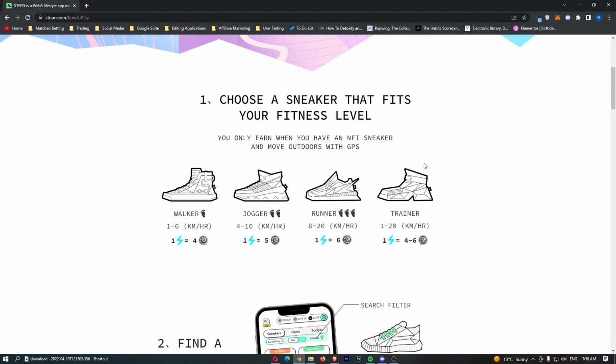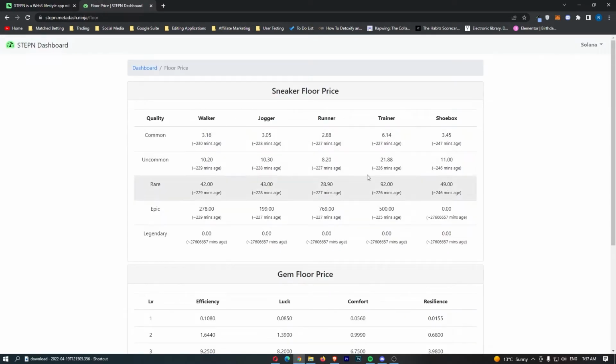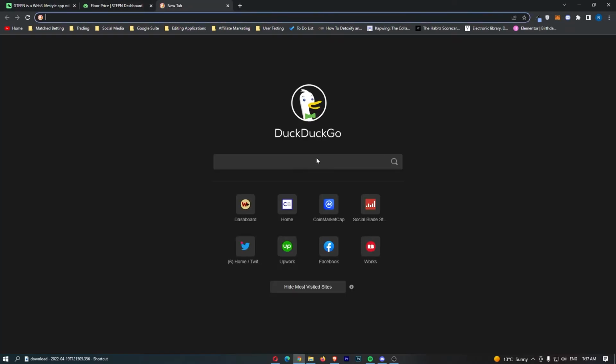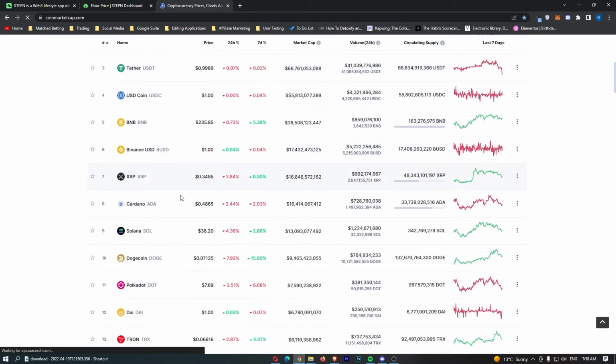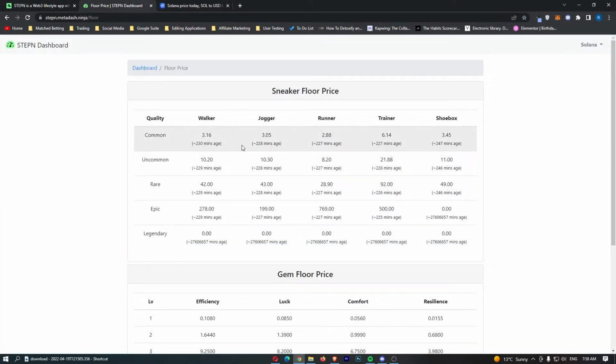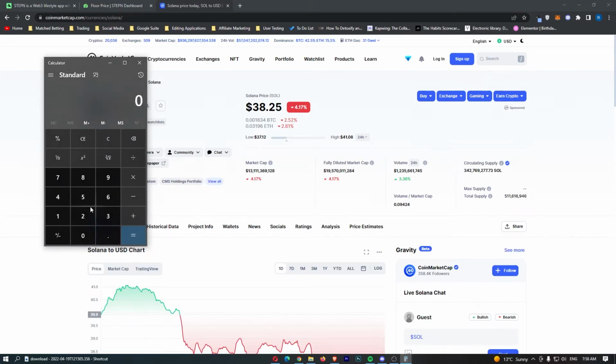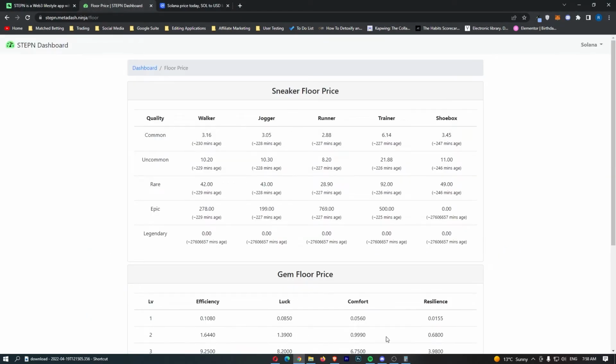Now, something I forgot to mention, or something I forgot to show you, sorry, is how much these sneakers actually cost. So we can see right here, these are the sneaker floor prices, and this is in Solana. Now, you can only buy these shoes in Solana. That's how it runs on the Solana blockchain. So if we actually go ahead and pull up CoinMarketCap, and we look at Solana, we can see how much these sneakers are actually going to cost. So let's just use the jogger as it seems to be in the middle of everything right here. So we can see that for a common jogger sneaker, you are going to be paying around $38 per Solana times the 3 Solana that it costs to get the jogger sneaker.